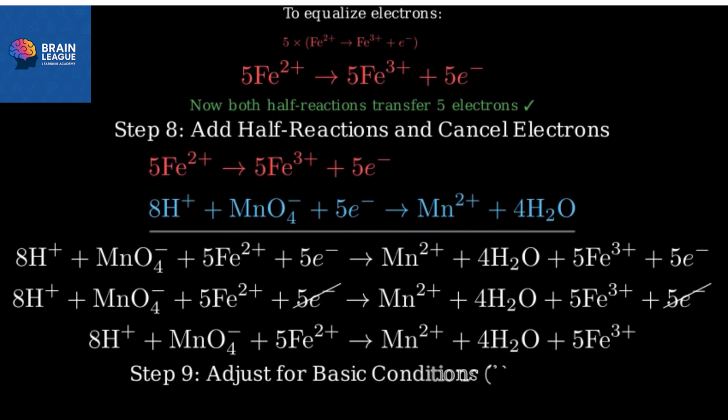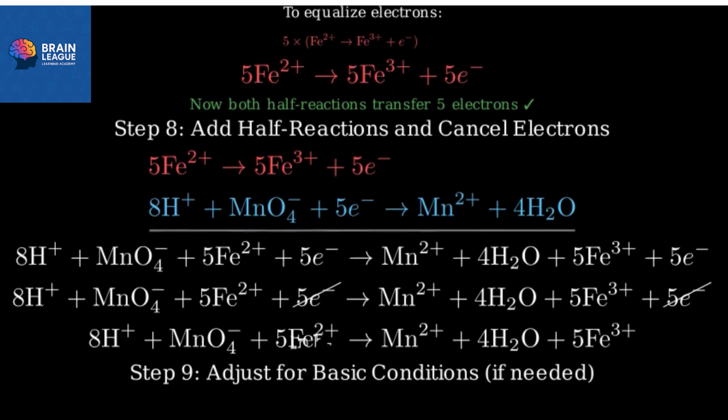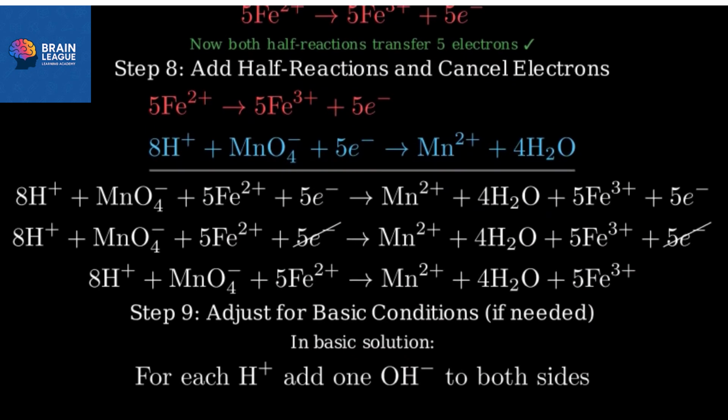Step 9 is optional and only needed if the reaction occurs in a basic solution. If we're in a basic solution, we need to neutralize the hydrogen ions. For each H+ ion, we would add 1 OH- ion to both sides of the equation. For example, if we add 8 OH- ions to each side of our equation, the hydrogen ions on the left would form water, and we'd need to adjust the equation accordingly. But since our example is in an acidic solution, we'll skip this step and go with our final equation from step 8.